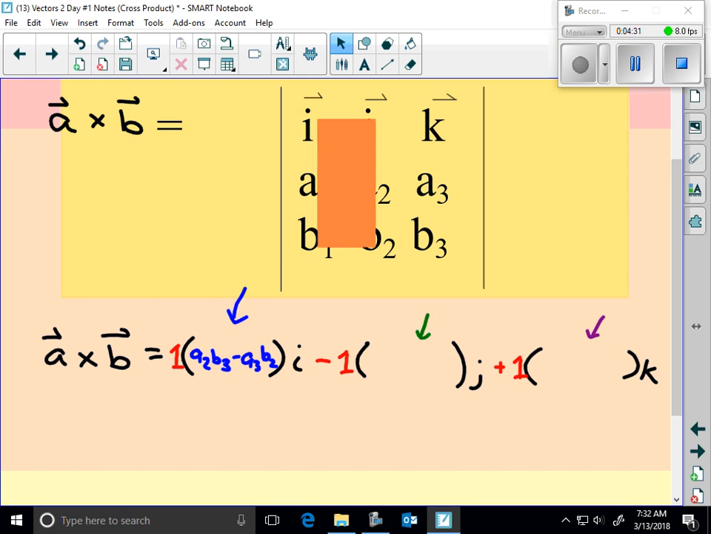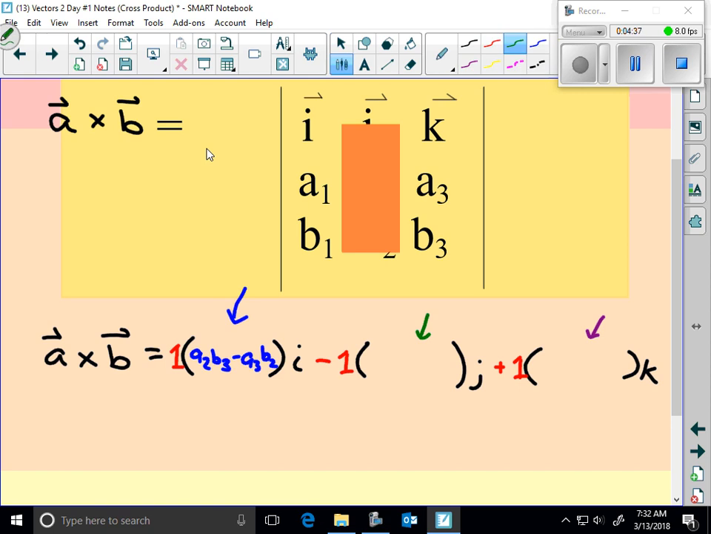Okay, now we move it over to J, cover that up. Now we're going to do IK. So that'll be A1B3. You always subtract on the inside A3B1. Always subtract on the inside. Okay, now let's do K.